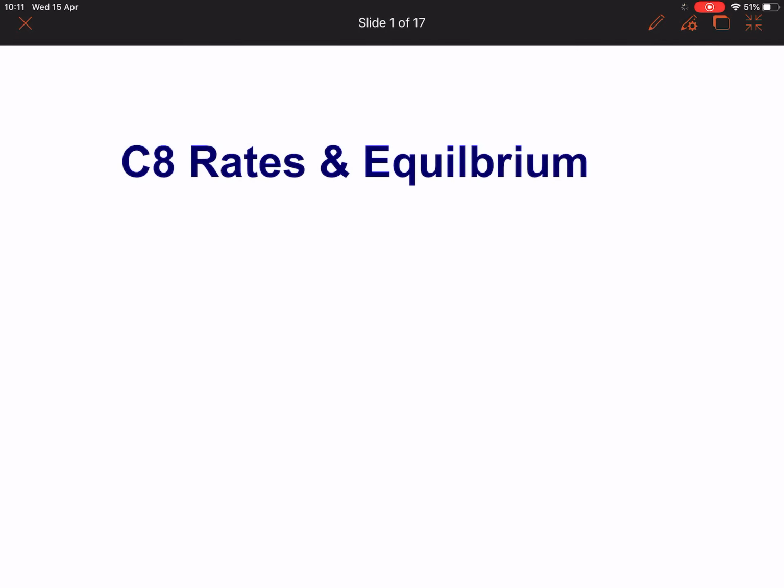Welcome back to the next lesson on Chapter 8, which is rates and equilibrium. So we're concentrating on the rates section first of all. Just want to recap what we talked about last lesson. This topic is about how reactions happen, okay? What has to happen to the particles for them to react.